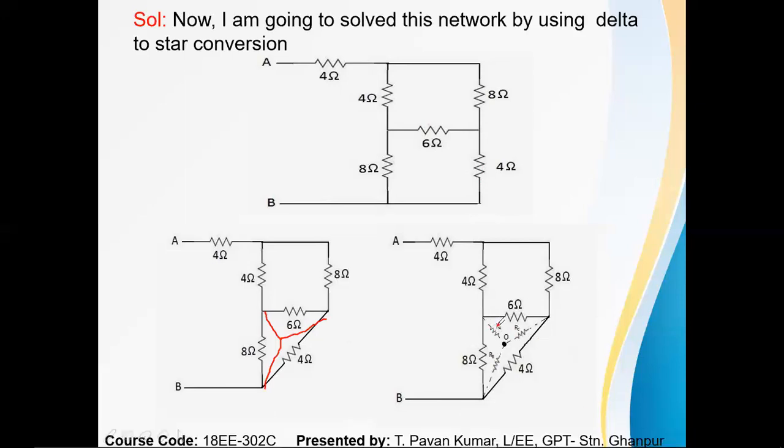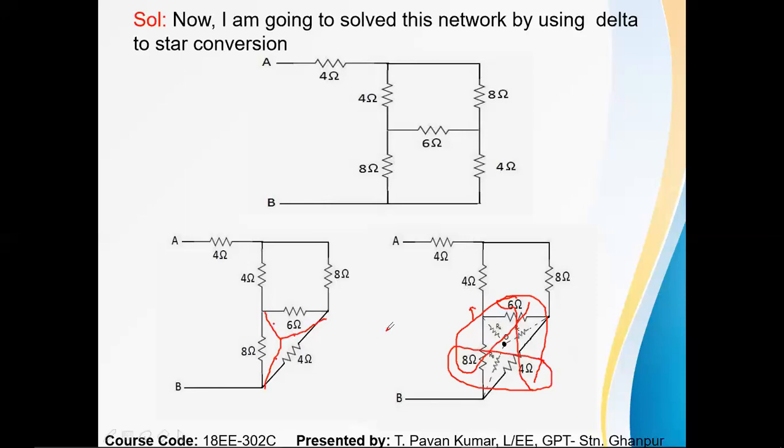For finding RA, it is 6 into 8 by 6 plus 8 plus 4, which means 18. Directly you can find this value. Next, RB means this 2, that is 8 into 4 by 18. Next, RC is 6 into 4 by 18. Then you get RA, RB, RC.